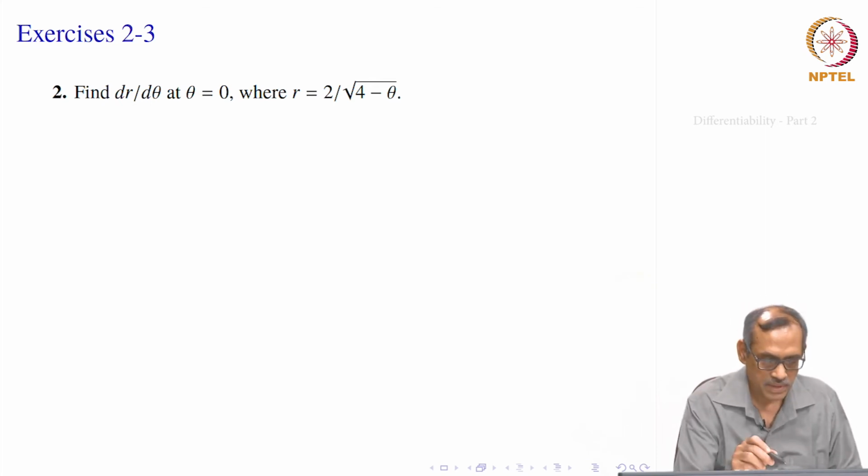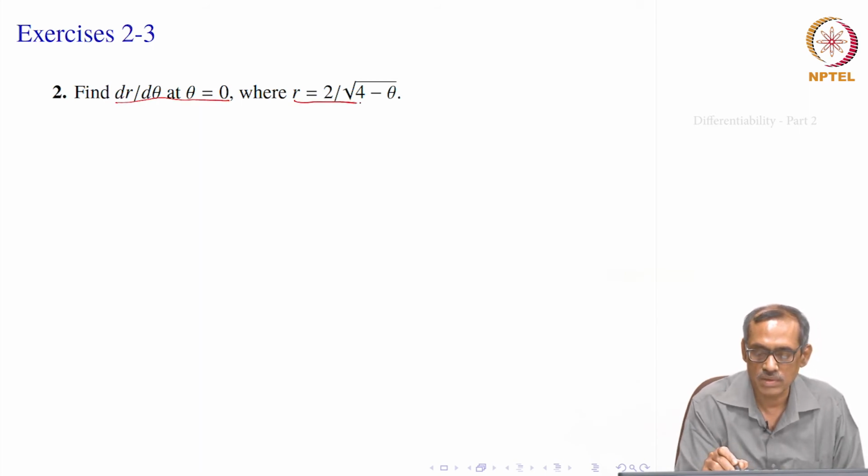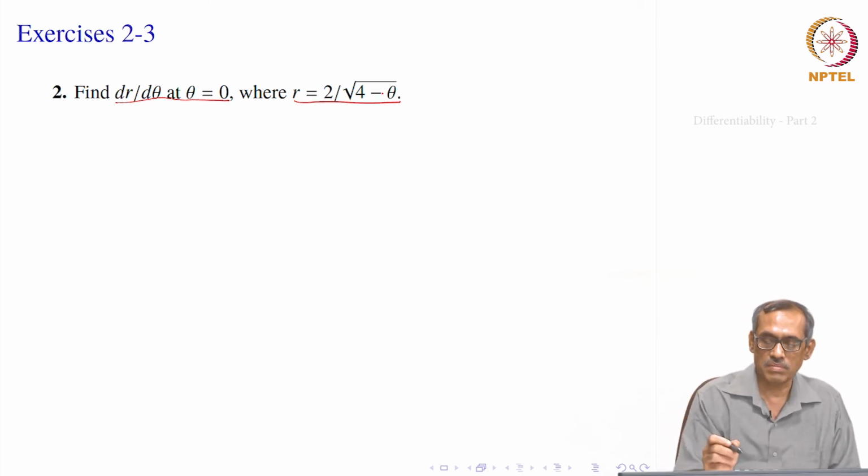Now, the next problem says find dr by d theta at theta equal to 0, where r is equal to 2 divided by square root of 4 minus theta. So, r is a function of theta now, instead of x, y we have r, theta, and we want to find out its derivative at theta equal to 0 if possible.